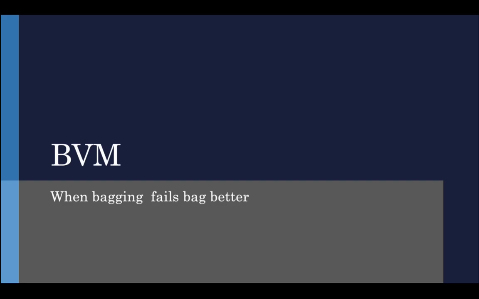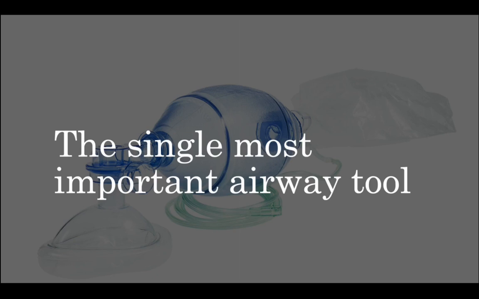Let's talk about the next really important airway technique, bag valve mask. So when bagging fails, how do we bag better? Or better yet, how do we bag awesome from the start so that it doesn't fail? Of all the airway techniques we'll talk about today, this tool that oxygenates and ventilates is the most important. This is what will save lives much more often than a laryngoscope and an ET tube.